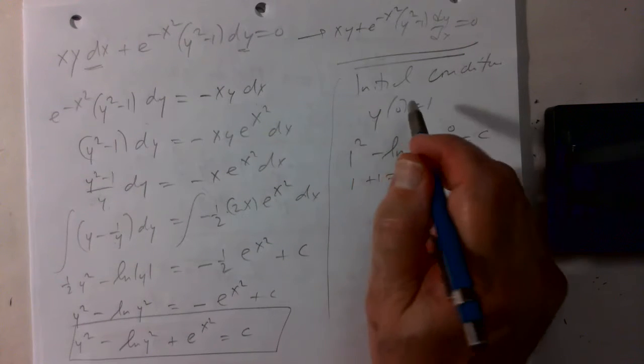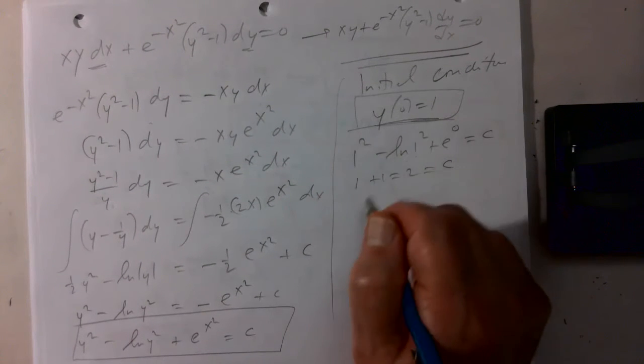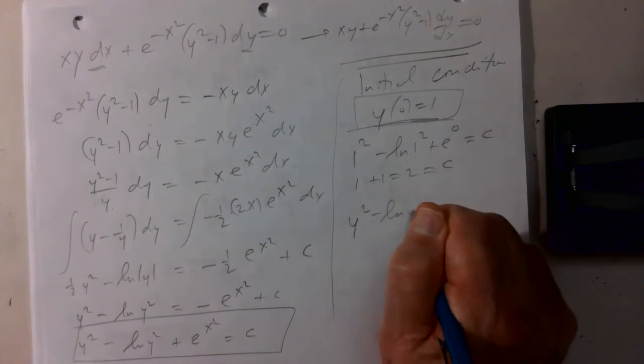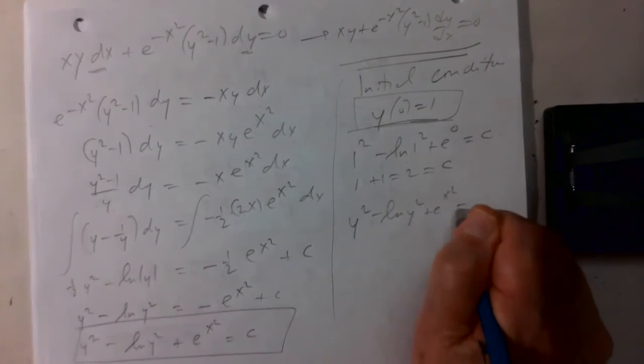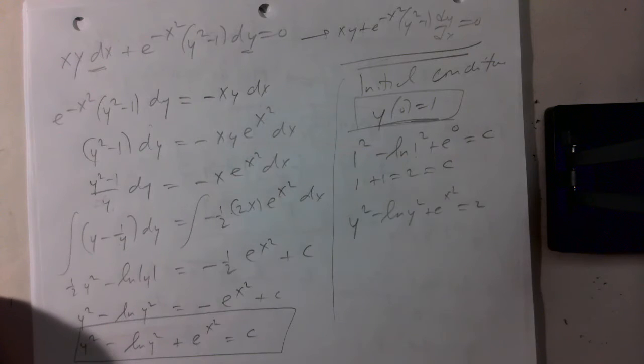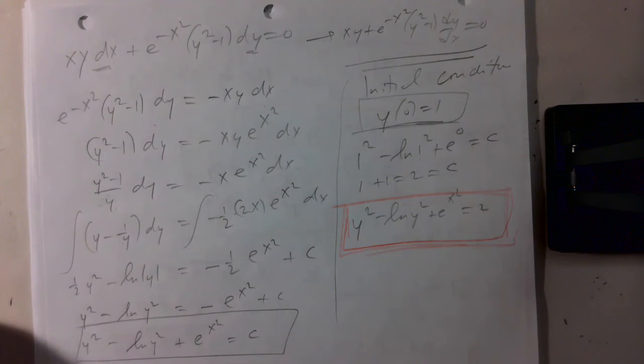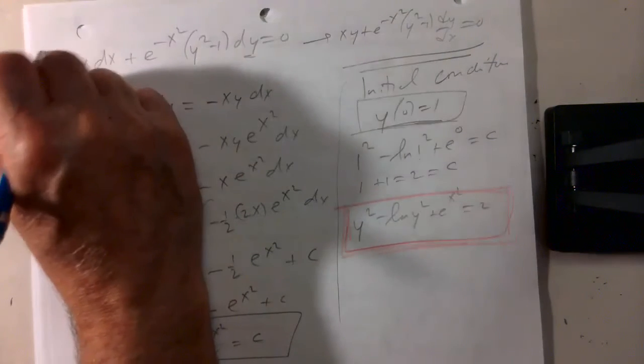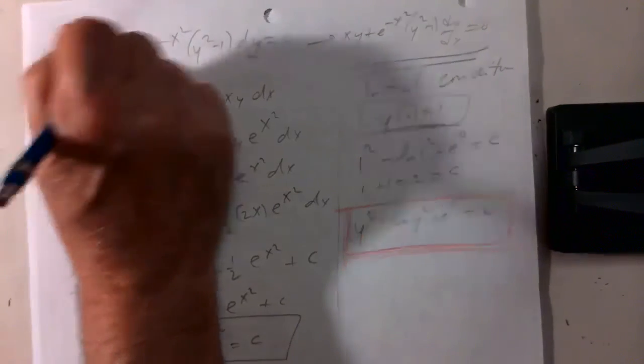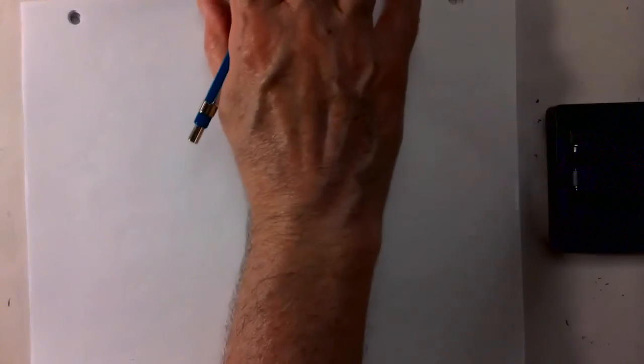So the solution of the differential equation that satisfies this initial condition is y squared minus log y squared plus e to the x squared equals 2. That's the solution. This was example 2. Let's do example 3.